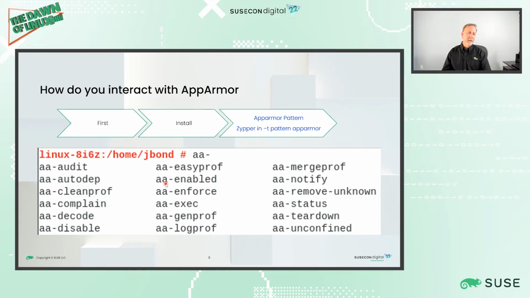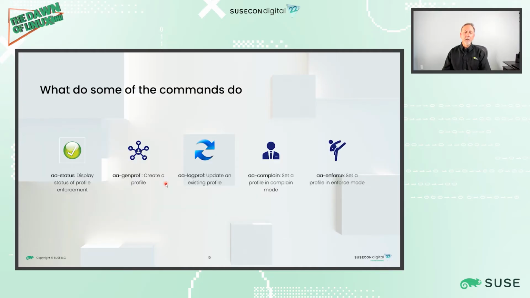You might use a lot of them. Let me just talk about the ones that are the most important, the ones that are most frequently used. One is the aa-status command. Now that command runs and lists all the active profiles, and it tells you of all the profiles loaded, which ones are in which mode. Are they in learn mode? Are they in enforce mode? And are there any processes that are loaded that that profile applies to?